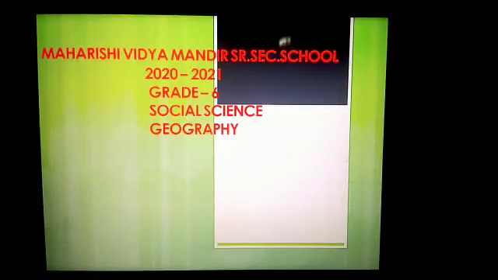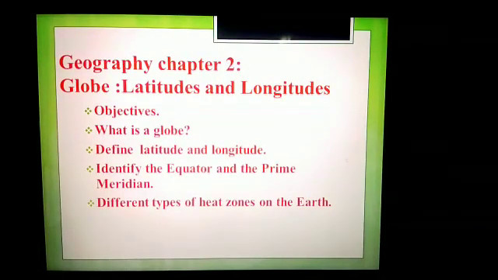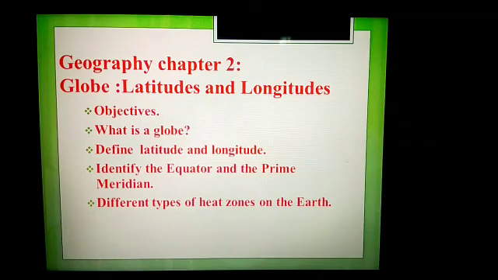Good morning children. Today in geography class we are going to discuss the lesson: the globe, latitudes and longitudes.